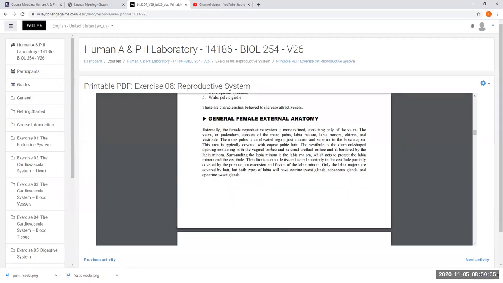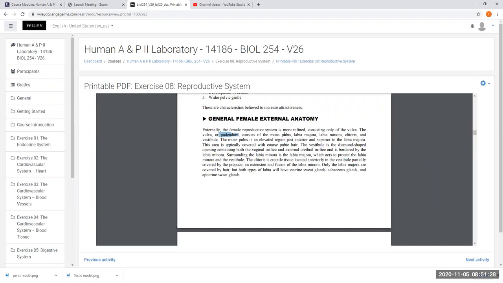Now, I need to mention these terms. The female external anatomy is referred to as the vulva or the pudendum. This is the other name. Now, the vulva consists of an area that is just superior to the labial folds in the pubic region, and it's called the mons pubis. It's typically where you would find pubic hair. And there's a little fat pad there.